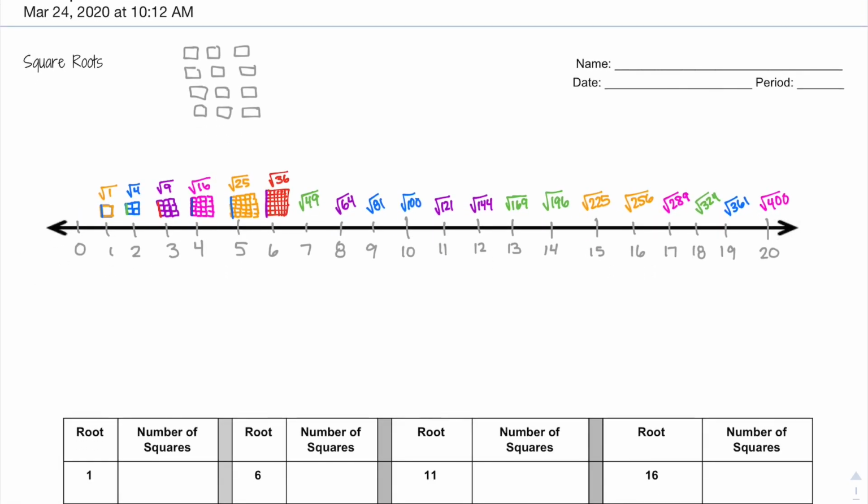I do want to make something clear for you right now: when you're doing your root symbol, you're drawing a line like a check mark. You're going up and across. Okay? It is not a division symbol. So do not draw that division symbol. It's like a check mark and then a line across.